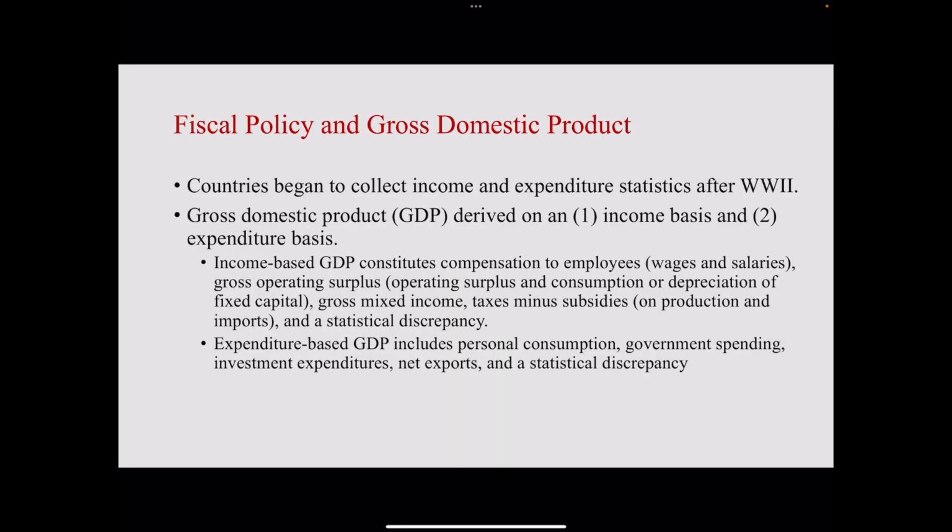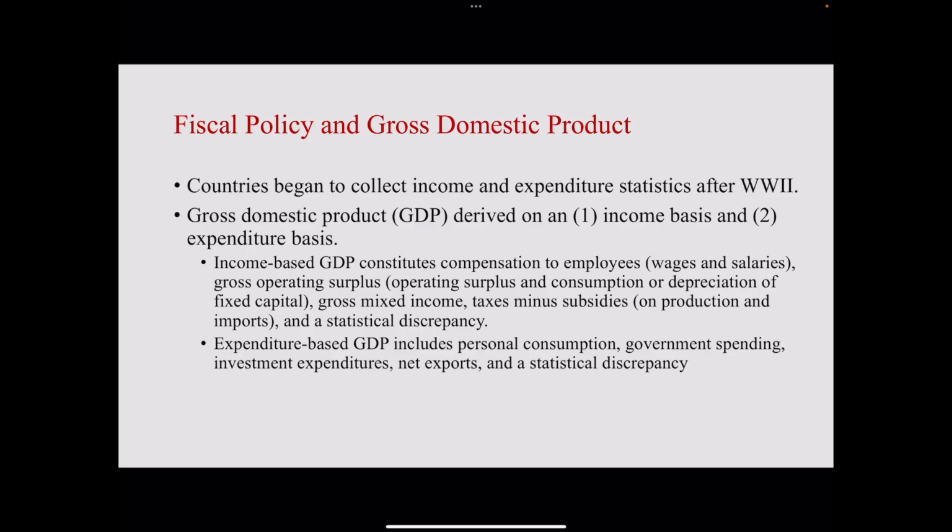So beginning with fiscal policy and how we calculate gross domestic product. Countries began to collect income and expenditure statistics after World War II. Gross domestic product is derived on an income basis or an expenditure basis.